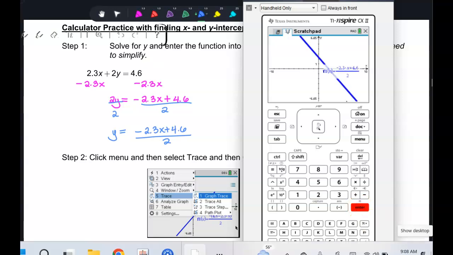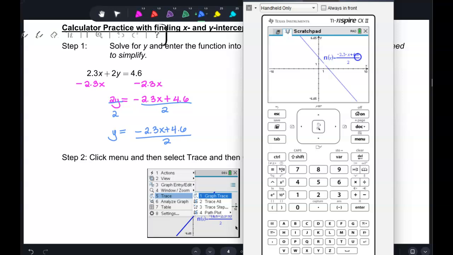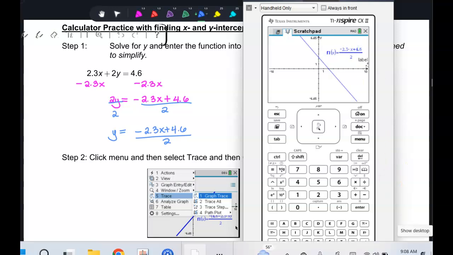Oh, I see it. It's at the very bottom. I'm confused why it's plus 4.6 when you put that. Because this is a positive 4.6. Oh, that's why. Okay. Press enter. It worked. All right, so that should graph the line for you.